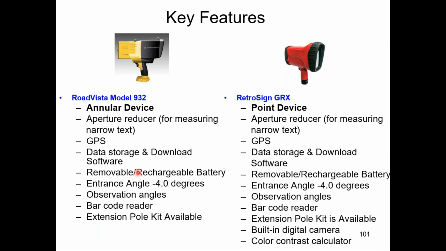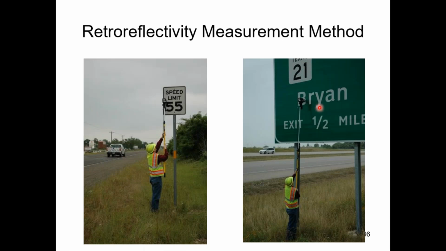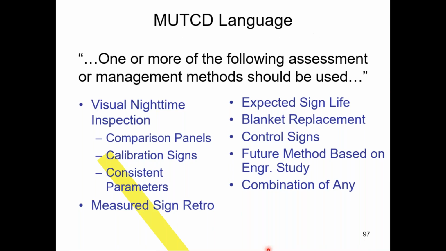They're GPS equipped. They have data storage and download capability. Both have removable, rechargeable batteries. Remember this morning we talked about the geometry. Both have entrance angle of 4 degrees and a variety of observation angles. Barcode readers. They have extension pole kits available. I think that was illustrated. Here you see the extension pole that comes with the device, for signs that are well above what the inspector can reach.